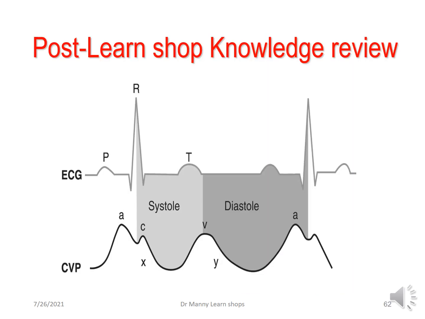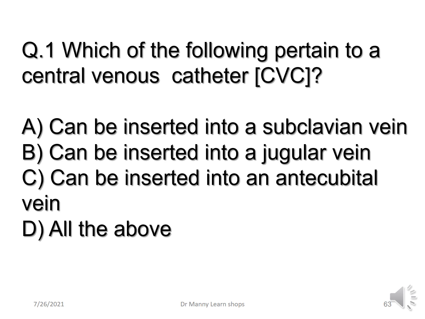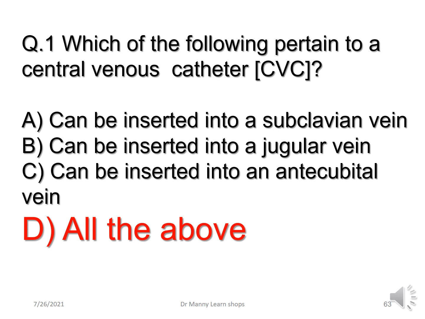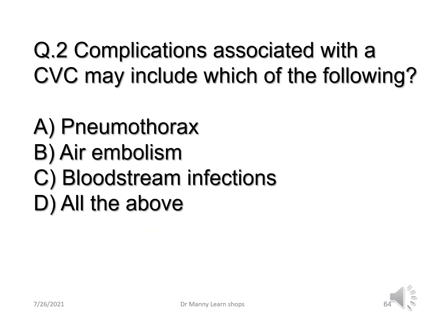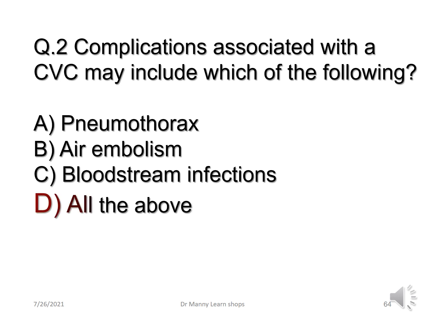So let's review. In your post-Learn Shop knowledge review, let's see what you have picked up. Which of the following pertain to a central venous catheter? They can be inserted into a subclavian vein, a jugular vein, an antecubital vein, or all of the above. The answer is all of the above. Okay, question 2. Complications associated with the CVC may include which of the following: pneumothorax, an air embolism, bloodstream infections, or all of the above? The correct answer is all of the above again.